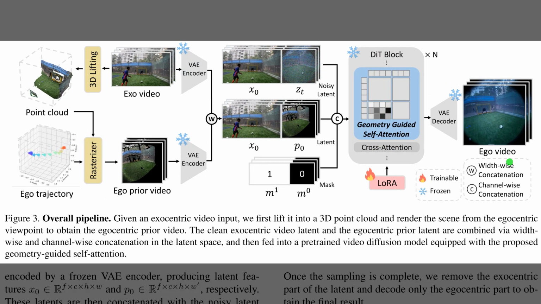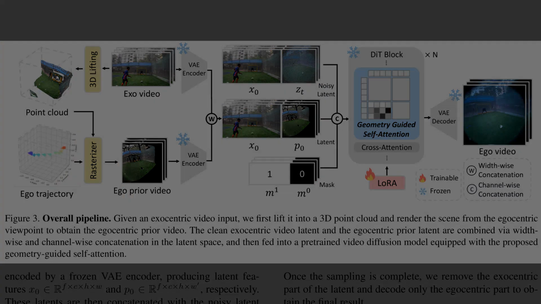Alright, while Figure 2 highlighted how much must be hallucinated, Figure 3 explains how the system actually does the conversion. The left side shows the exocentric video being lifted into a three-dimensional point cloud, then rendered into an egocentric prior video along a planned ego trajectory. The middle block encodes both videos into latents that are concatenated widthwise and channel-wise, so the model sees global context and pixel-aligned guidance together. The right block applies geometry-guided self-attention inside the video diffusion model, and finally decodes a coherent first-person ego video.